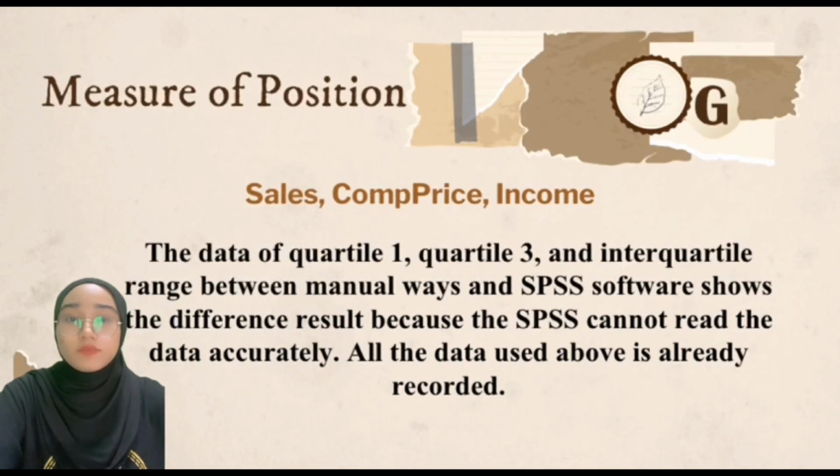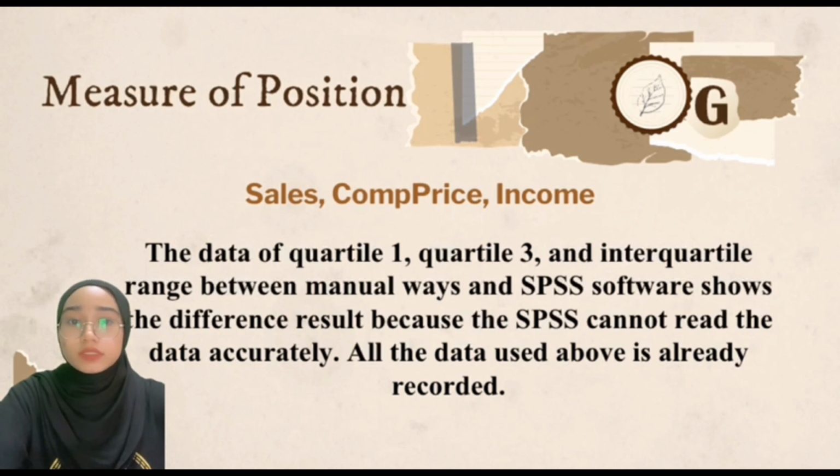The second is measure of position, also sales, comprise, and income. The data of quartile 1, quartile 3, and interquartile range between the manual way and the SPSS software show different results because the SPSS cannot read the data accurately. All the data used above is already recorded.